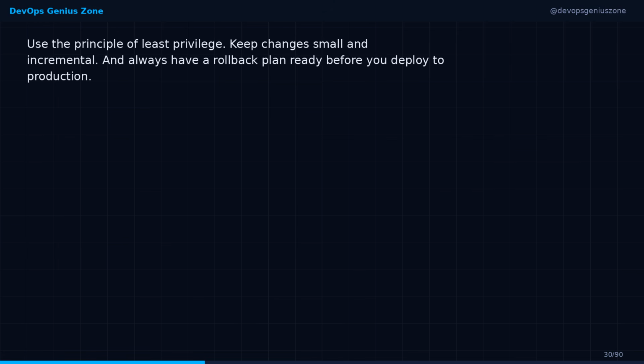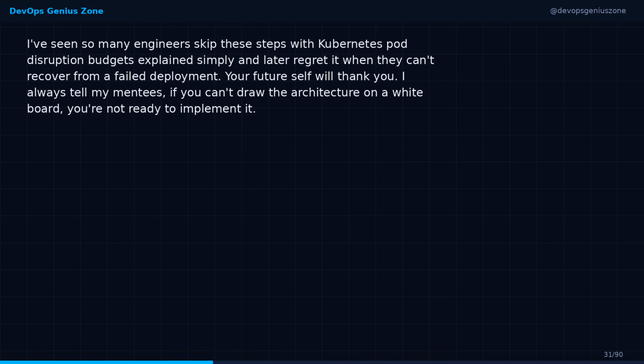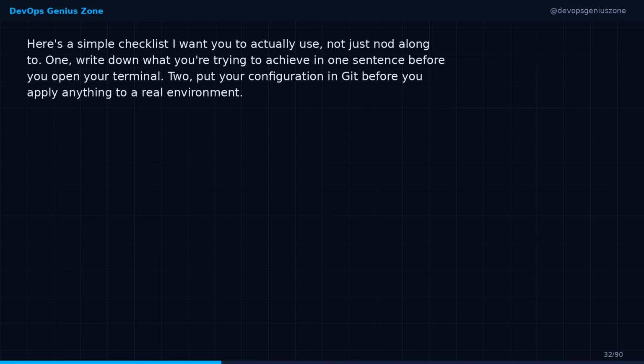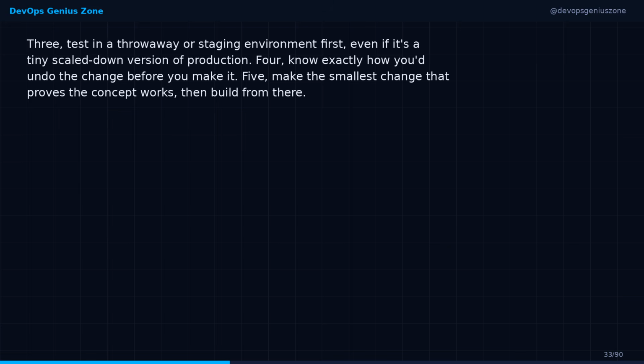Here's a simple checklist I want you to actually use, not just nod along to. 1. Write down what you're trying to achieve in one sentence before you open your terminal. 2. Put your configuration in Git before you apply anything to a real environment. 3. Test in a throwaway or staging environment first, even if it's a tiny scaled-down version of production. 4. Know exactly how you'd undo the change before you make it. 5. Make the smallest change that proves the concept works, then build from there. Engineers who skip straight to step 5 without the first 4 almost always end up debugging something they don't fully understand, under time pressure, which is the worst possible way to learn Kubernetes Pod Disruption Budgets Explained simply.